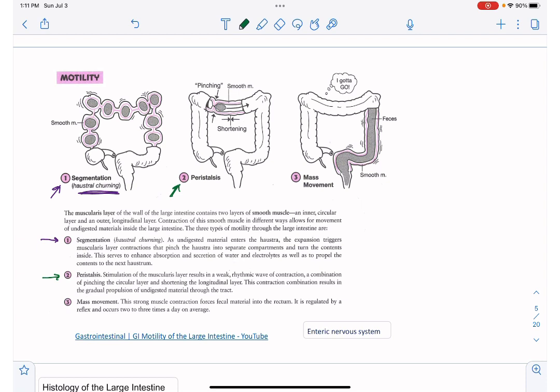Stimulation of the muscularis layer by stretch results in a weak rhythmic wave of contraction, a combination of pinching the circular layer and shortening the longitudinal layer. This contraction combination results in the gradual propulsion of undigested material through the digestive tract. And so it's these slow movements of the muscularis layer that are going to slowly and continually move that food through the digestive tract.